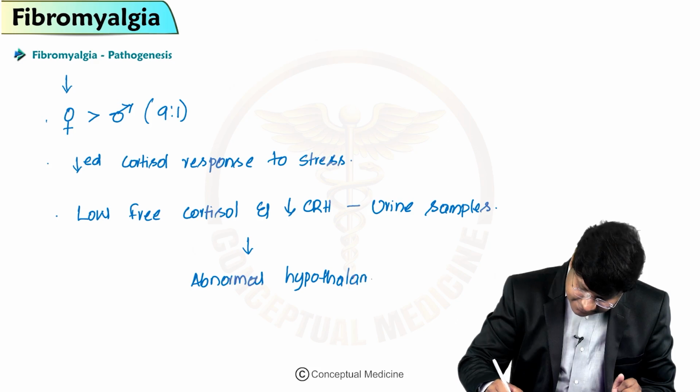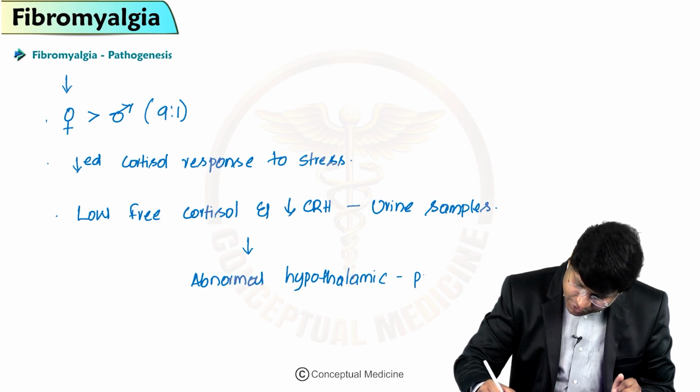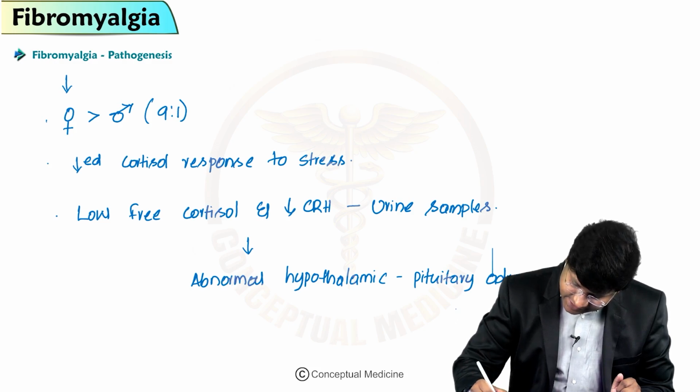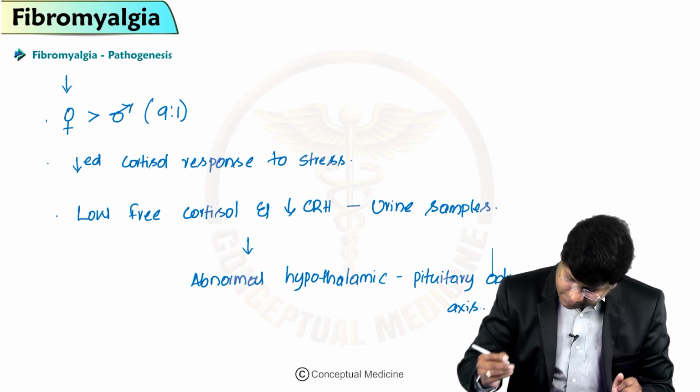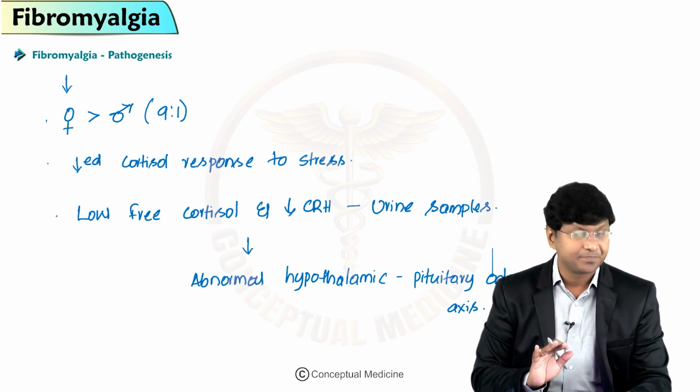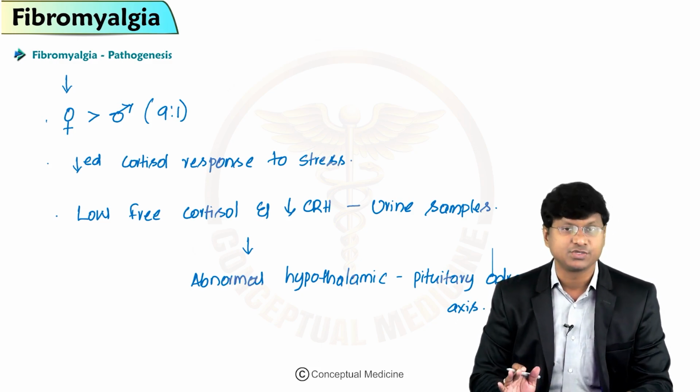hypothalamic pituitary adrenal axis. Okay, so that will be the important pathogenesis in case of fibromyalgia.